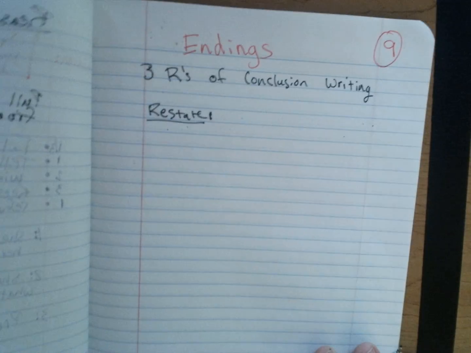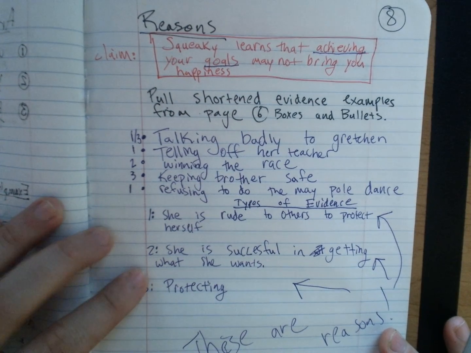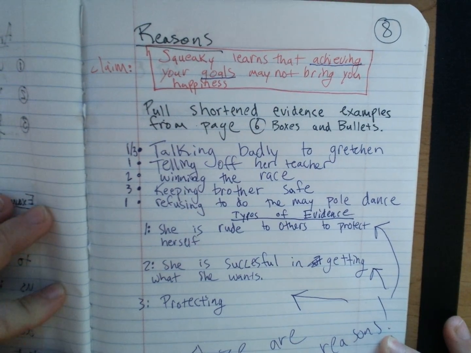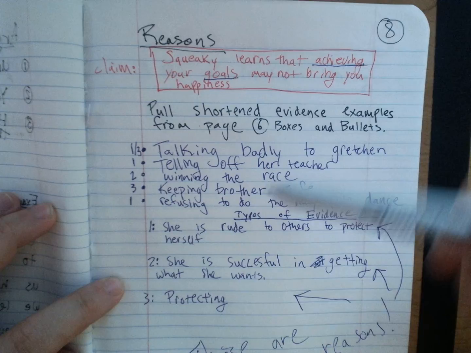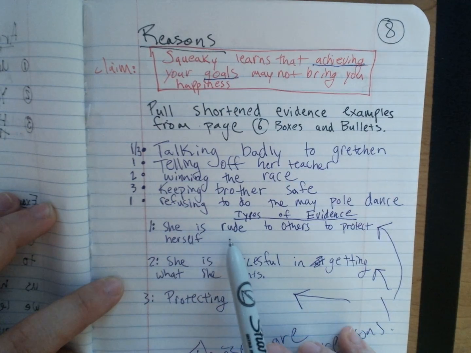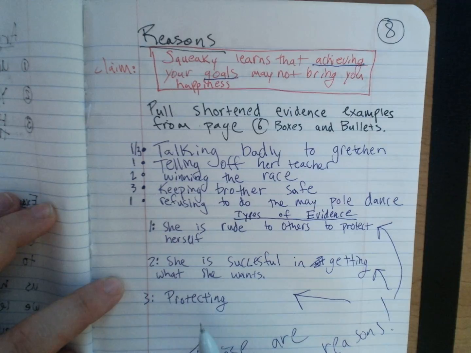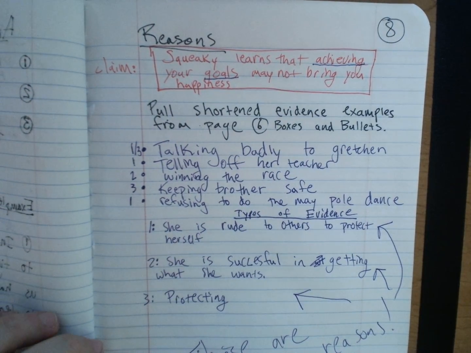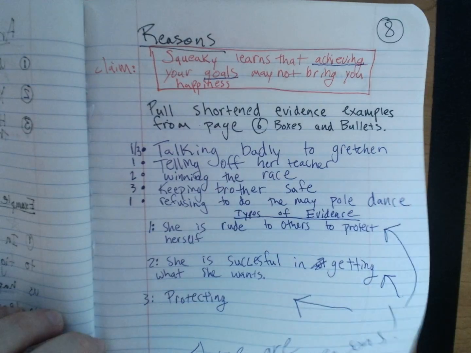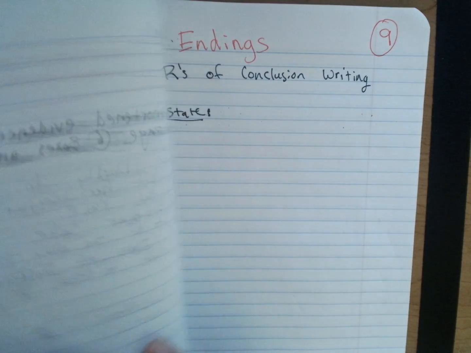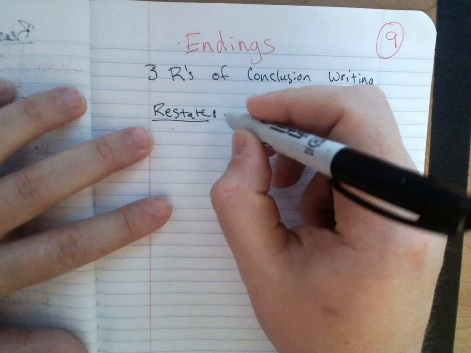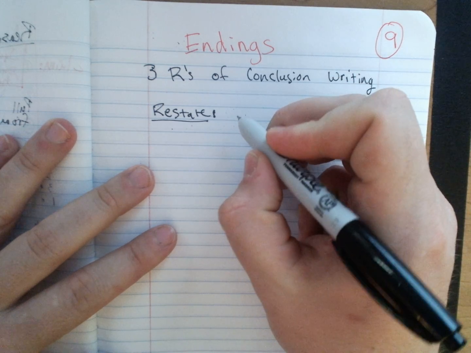So I'm just going to go ahead and do a little flippy doodle and go to the previous page. There it is, waiting for me the whole time. So I'm going to say Squeaky learns that achieving your goals may not bring you happiness because she is rude, blah, blah. And I don't have to do it quite as much like a formula as I've done in the past, but I'm going to write this in there. So let's see, restate. So I'm going to start to write my claim and 3 reasons in. You should do the same as well.